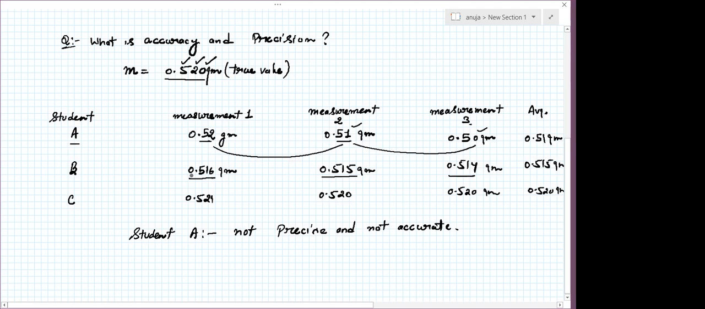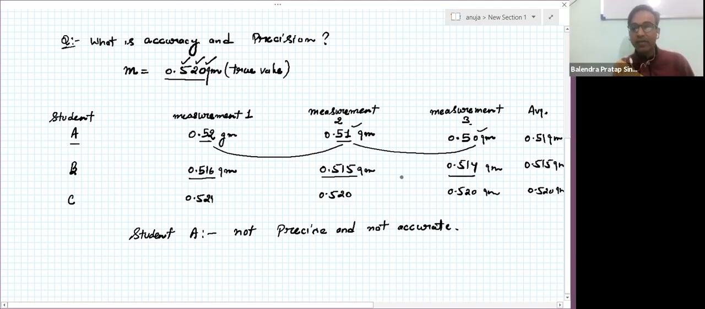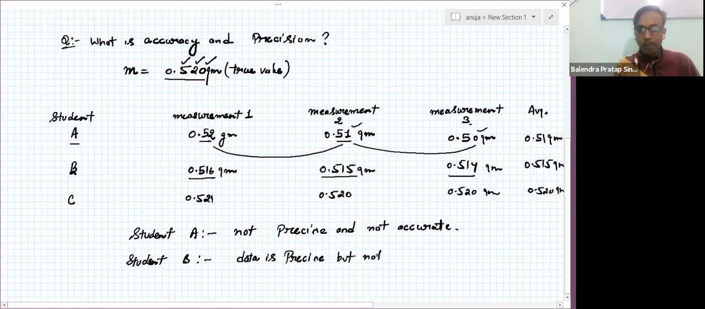Just like student B, 0.516, 0.515, 0.514. So here it's all about significant figures, which we studied. Here there are only two numbers after the decimal point, and here 3 numbers after the decimal point. So the measurements of student B are precise but not accurate.